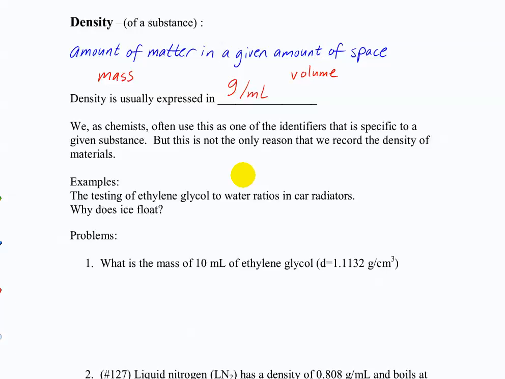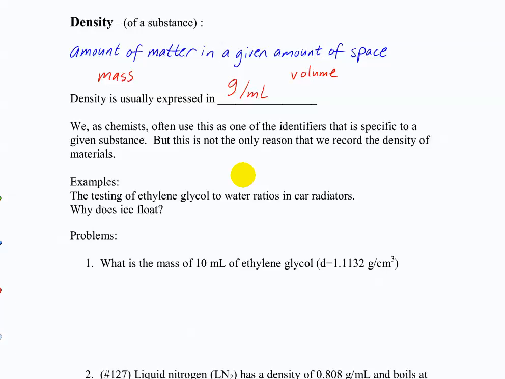And there's actually a linear density range between ethylene glycol and water. So ethylene glycol has a density of 1.1132 grams per cubic centimeter. Does anybody know what the density of water is? One, about. It slightly changes with temperature, but water is pretty much one gram per milliliter. So depending on where your density is in that range, you can actually figure out how much ethylene glycol versus how much water you have in your radiator.